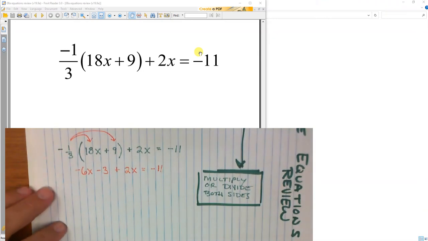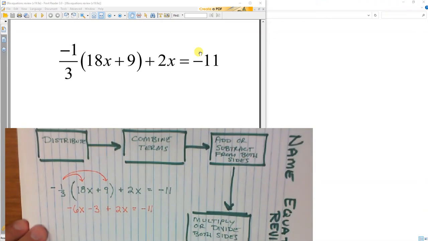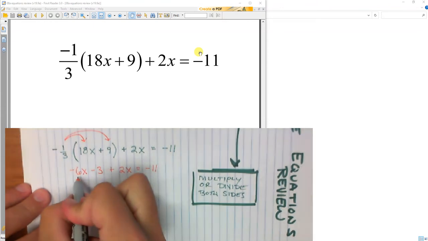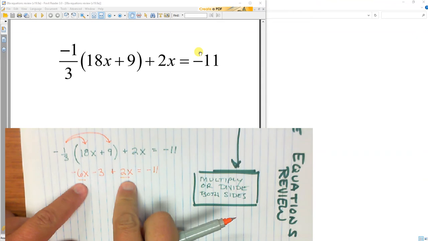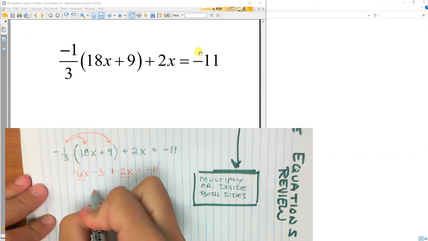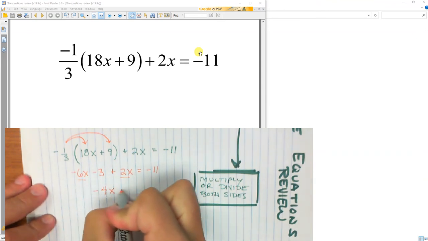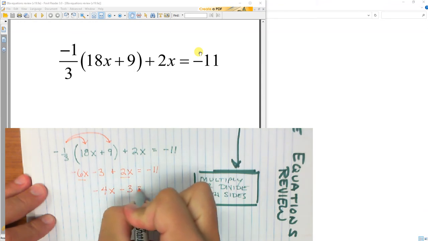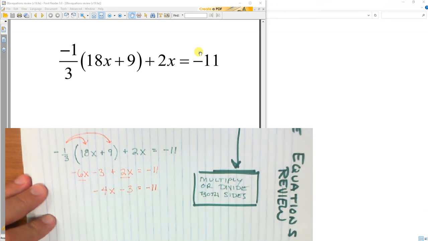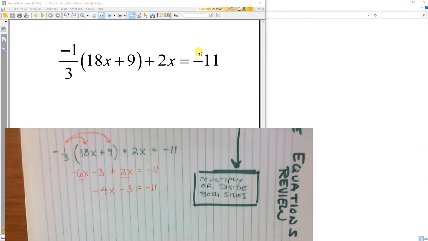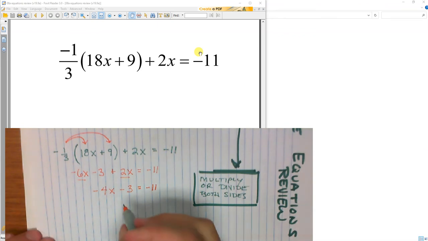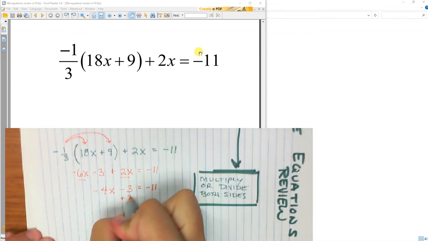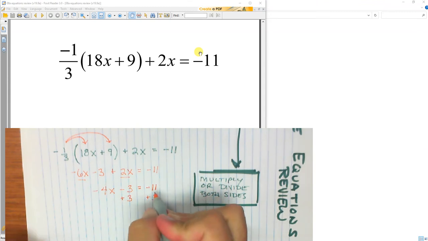Now I'm going to combine terms. I have a negative 6x and a 2x. They can combine to become a negative 4x. Bringing down the rest of the problem. So I combined my terms. Now it's time to add or subtract from both sides. So I'm going to add 3 to both sides, plus 3, plus 3.